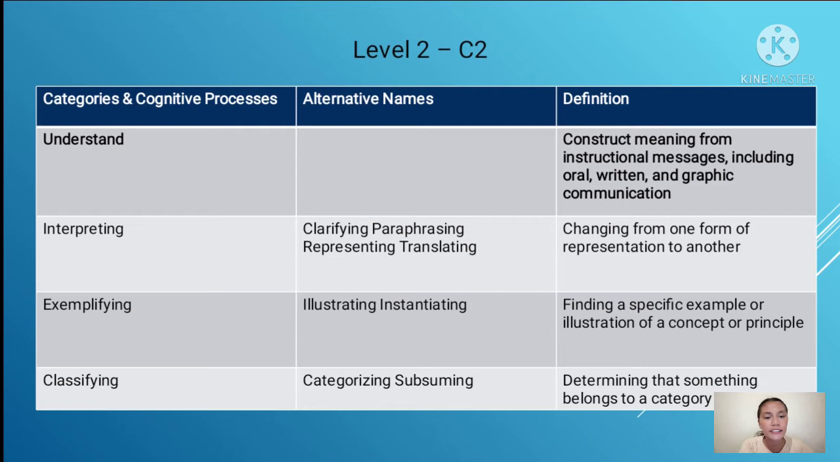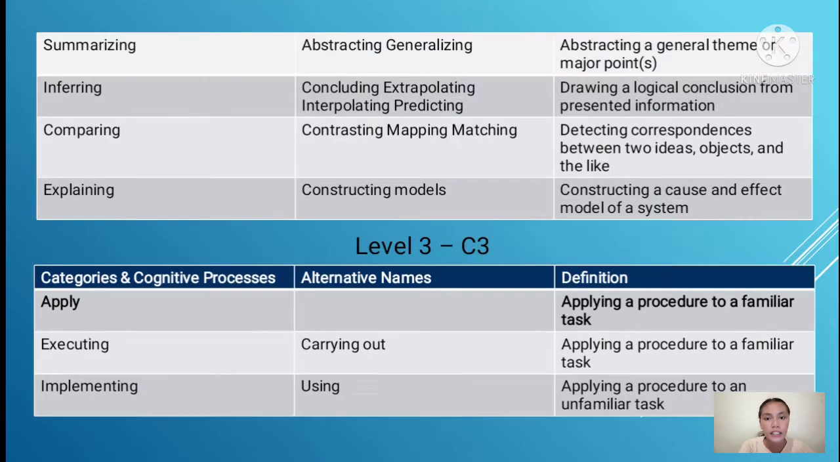The next is classifying. Its alternative names are categorizing or subsuming. Its definition is determining that something belongs to a category. The next is summarizing. Its alternative names are abstracting and generalizing.